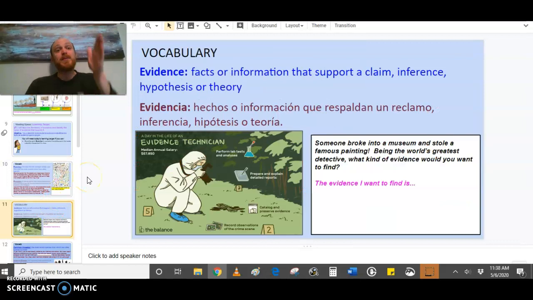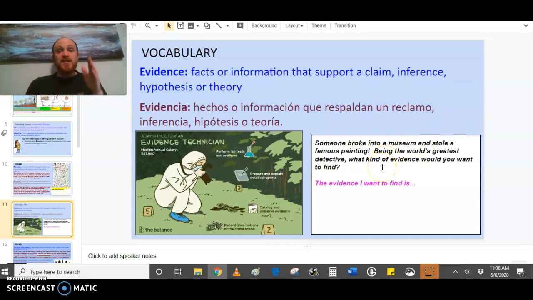Going to the next slide, we're looking at evidence for evolution. Evolution is the idea we just talked about. Evidence is any fact or information that supports a claim, inference, hypothesis, or theory. It's like observations that you use to make an inference, which we've worked on a lot this year. So I have a little example here.